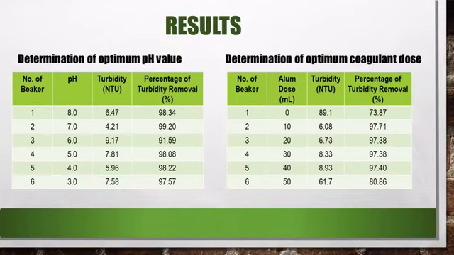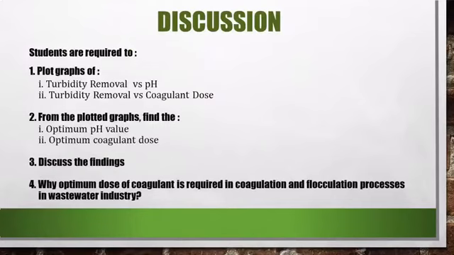From the tabulated results, plot graphs of turbidity removal versus pH, and turbidity removal versus coagulant dose. And from the plotted graphs, find the optimum value of pH and coagulant dose. Students are also required to discuss the findings, based on the results obtained.